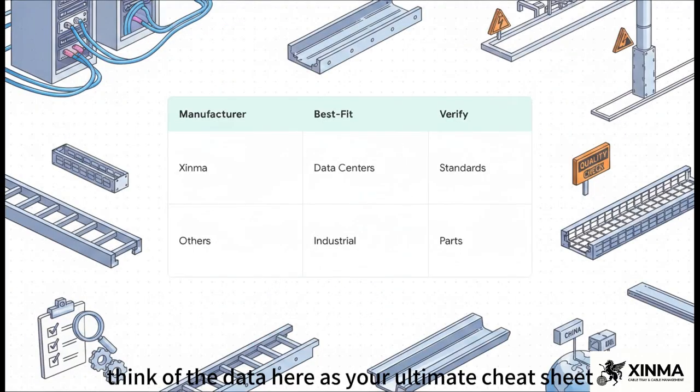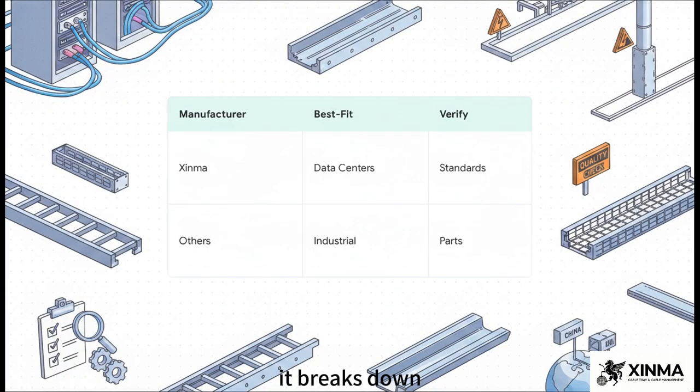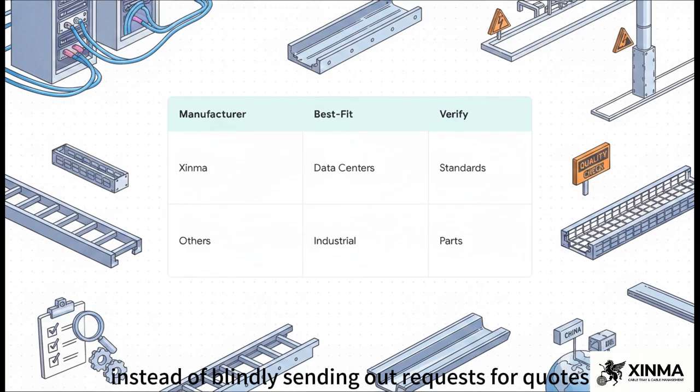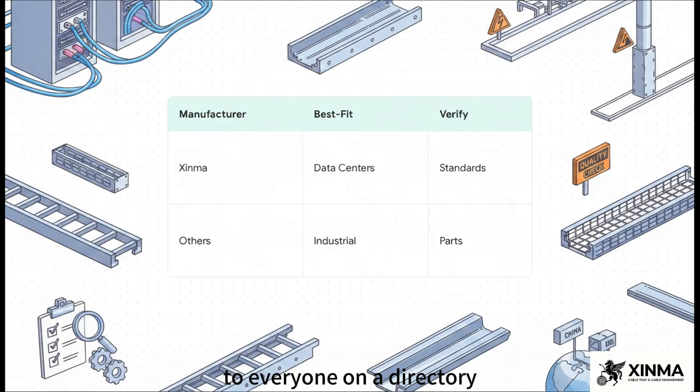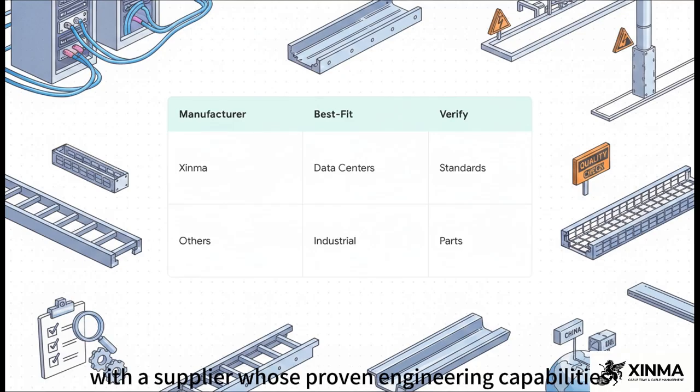Think of the data here as your ultimate cheat sheet. It breaks down exactly which of the top 10 manufacturers fit your specific project type and precisely what you've got to verify before placing an order. Instead of blindly sending out requests for quotes to everyone on a directory, you match your project, say an industrial plant, with a supplier whose proven engineering capabilities actually align with those specific rigorous demands.